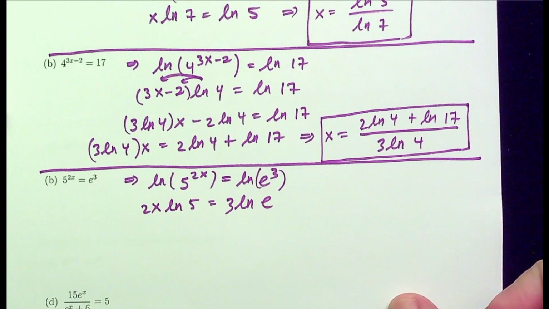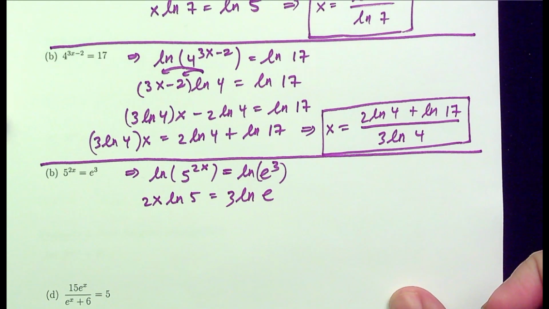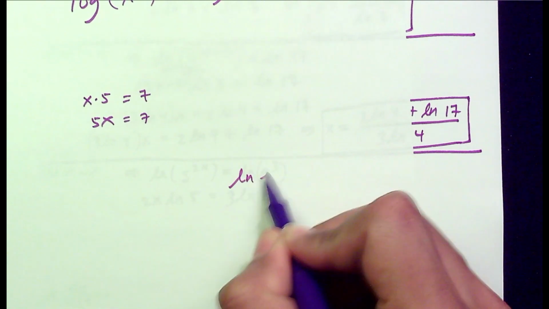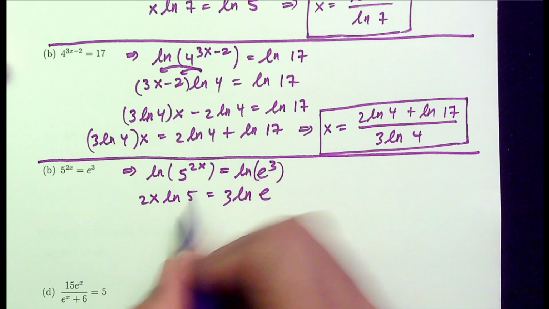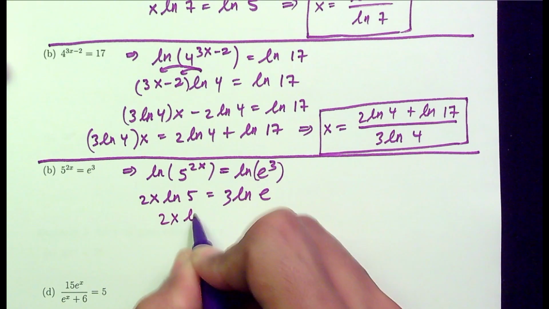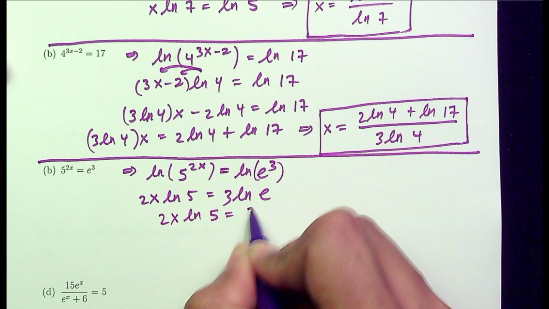Now you should always remember that ln of e is 1. That's something that you should know. So that means this ln of e right here is actually 1. So you would get 2x ln of 5 equals 3.